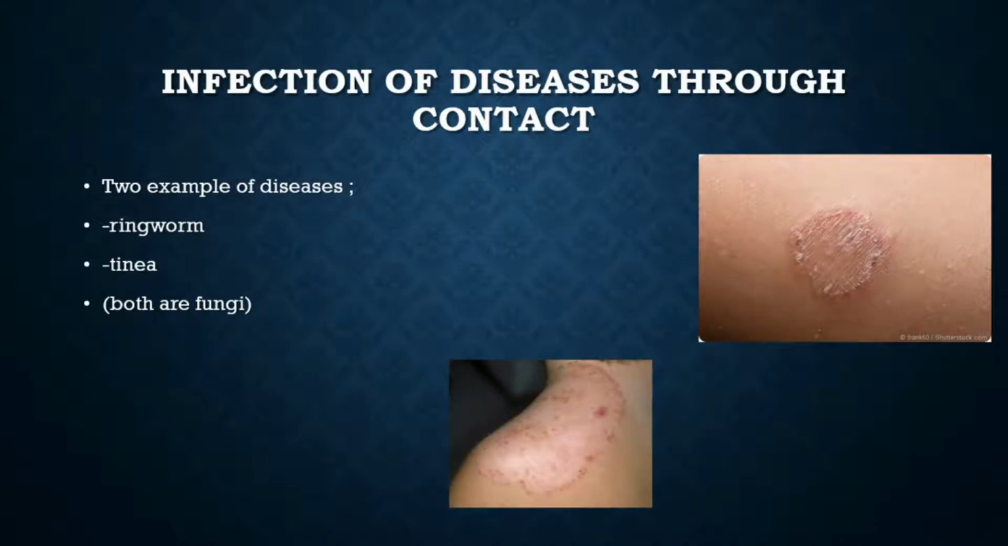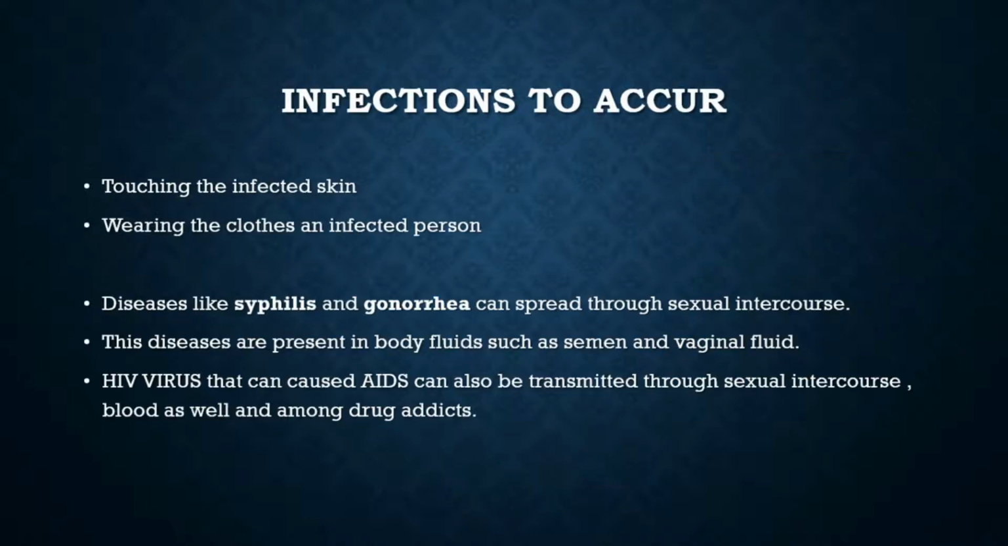Infection of disease through contact. Two examples of disease are ringworm and tinea, both caused by fungi. Infections occur by touching the infected skin or wearing the clothes of an infected person. Diseases like syphilis and gonorrhea can spread through sexual intercourse. These diseases are present in body fluids such as semen and vaginal fluid. The HIV virus that can cause AIDS can also be transmitted through sexual intercourse, blood, as well as among drug addicts.